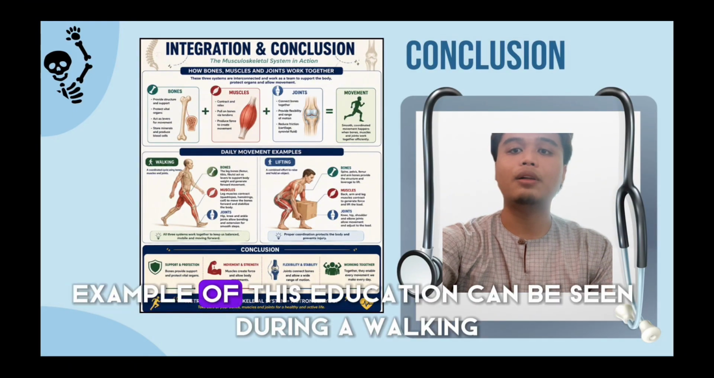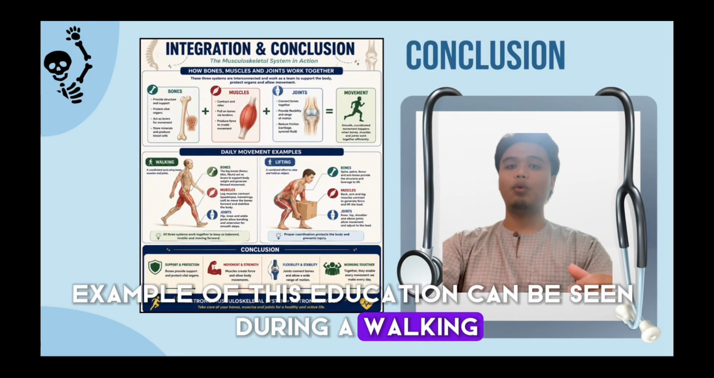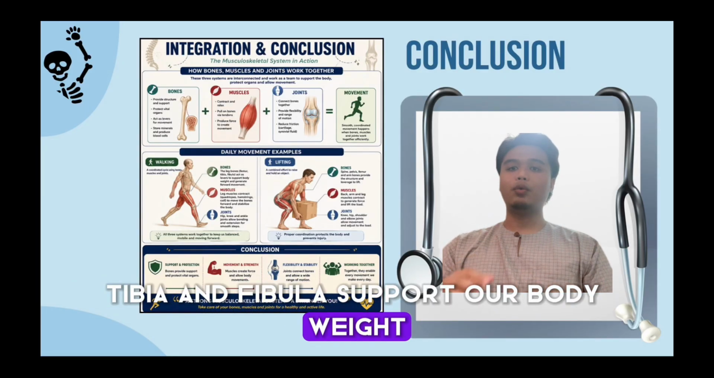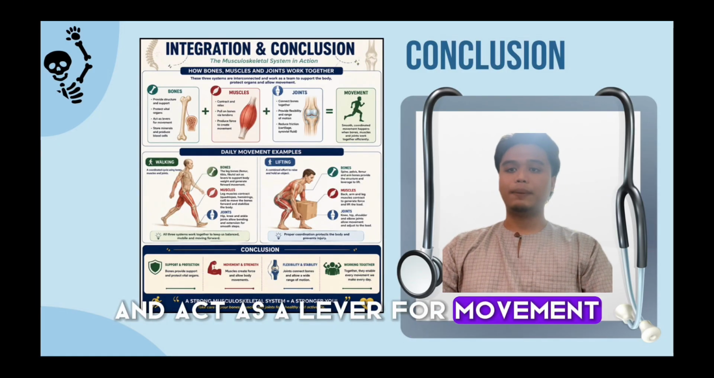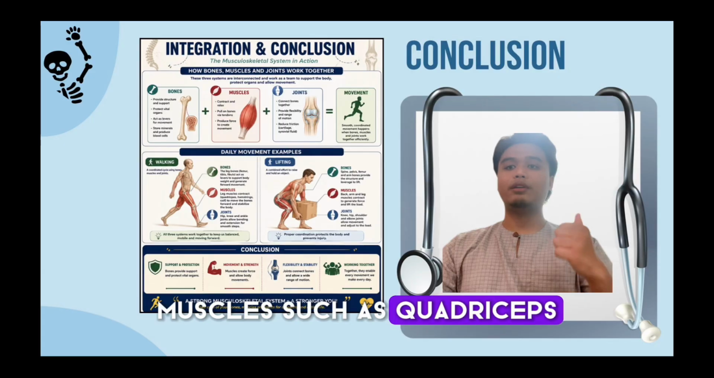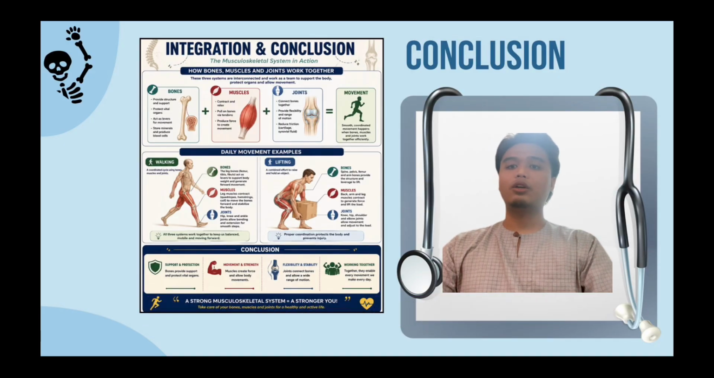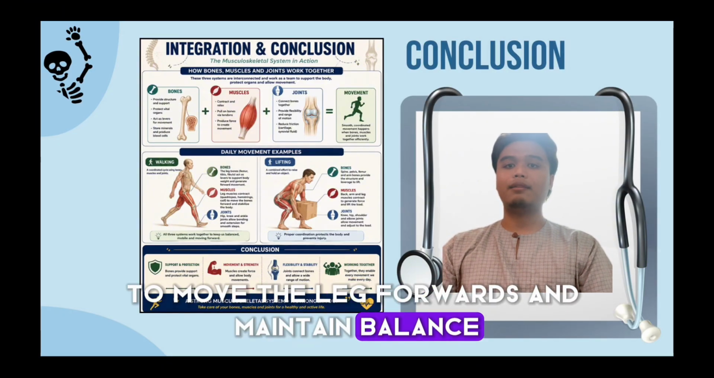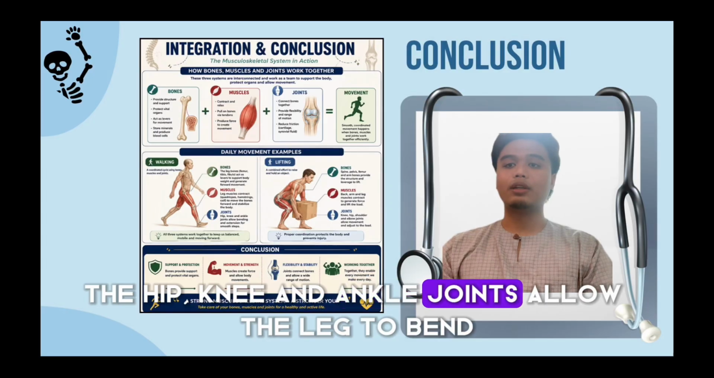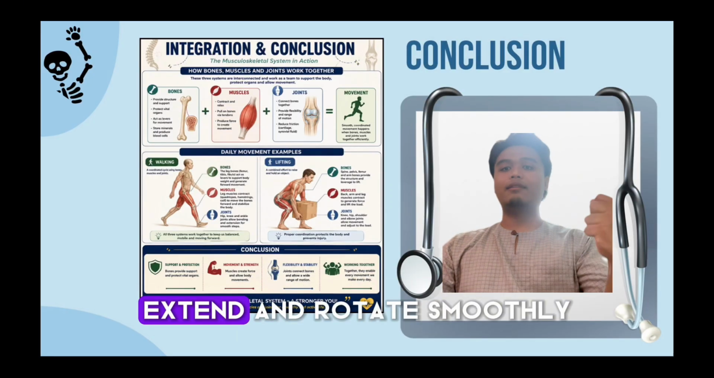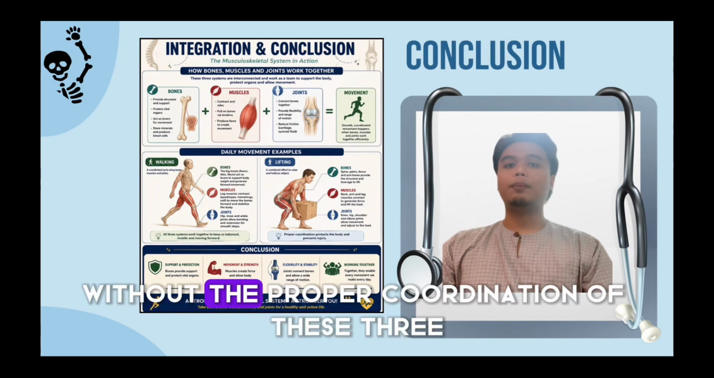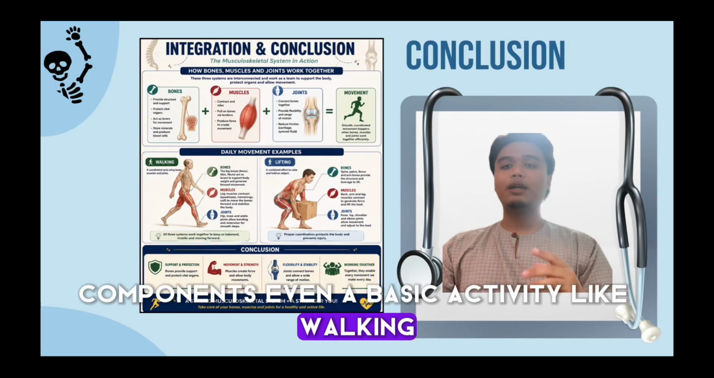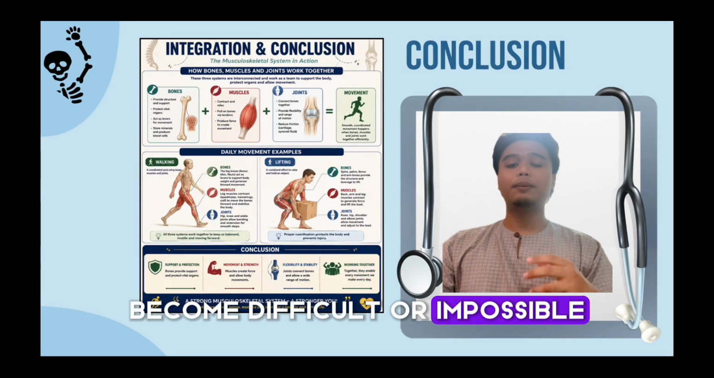A simple example of this integration can be seen during walking. As we know, the femur, tibia, and fibula support our body weight and act as levers for movement. At the same time, muscles such as the quadriceps, hamstrings, and calf muscles contract and relax in a coordinated manner to move the leg forward and maintain balance, while the knee and ankle joints allow the leg to bend, extend, and rotate smoothly. Without the proper coordination of these three components, even a basic activity like walking becomes difficult or impossible.